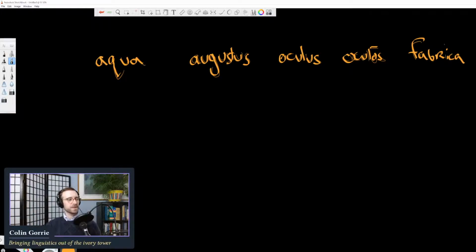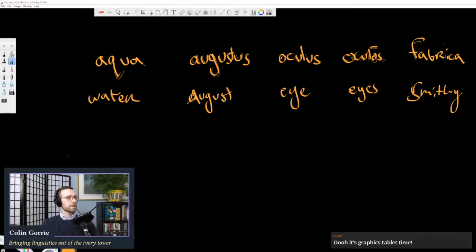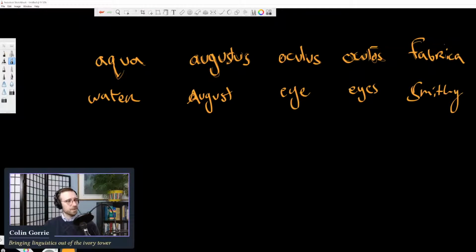Yay. Okay, so meanings: water, August, let's say August, the month, eyes, and smithy. Let's use smithy here. Okay. And what are we going to get from these? We are going to get eau, août, yeux, and forge.